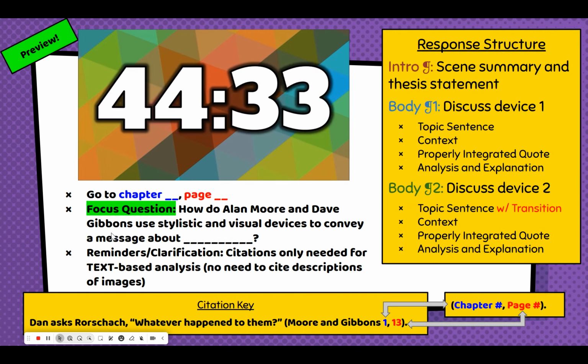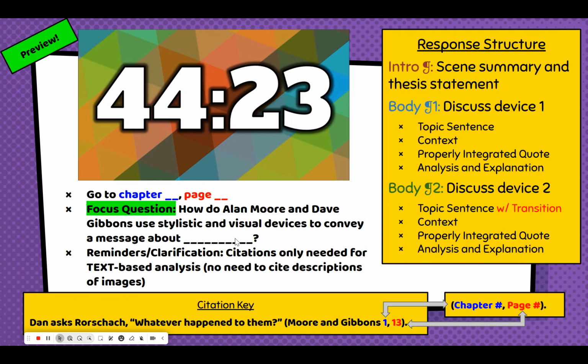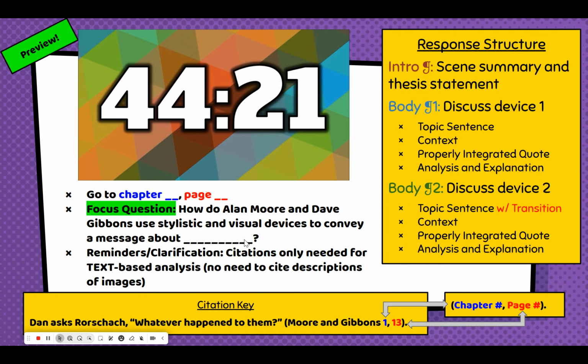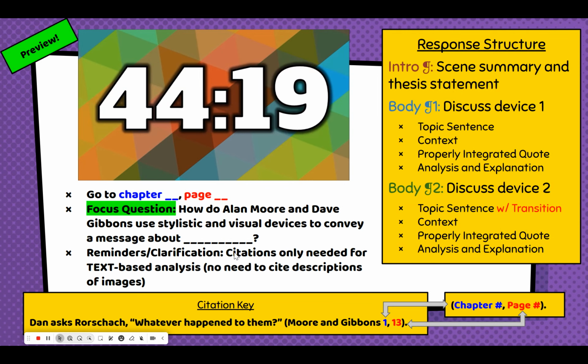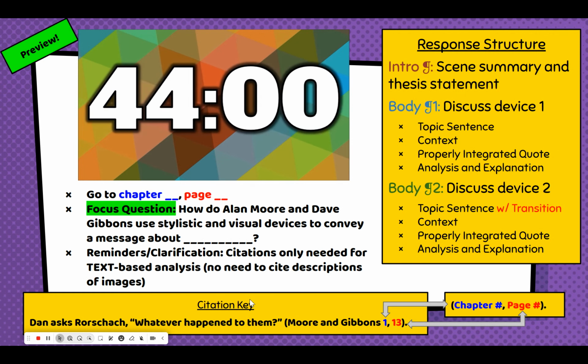How do Alan Moore and Dave Gibbons use stylistic and visual devices to convey a message about, and then at the bottom of your sheet of paper, depending on what scene you get, it'll tell you which line of inquiry topic you're supposed to focus on. Just as a reminder or piece of clarification, you don't have to put in citations after you describe what is going on a page. You only need to add in citations after you've used a text-based quote. Right, when you're talking about the dialogue that the characters say back and forth to one another.